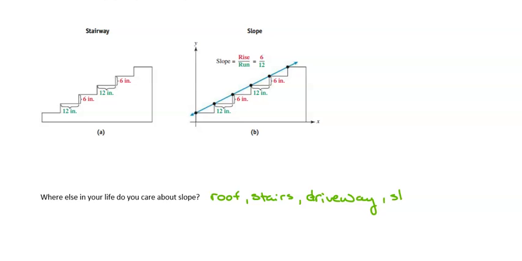If you ski, you might care about the slope. A road, there's all sorts of things. So think about the things where you care about slope and try to think about slope in a real life situation so that it makes sense to you.